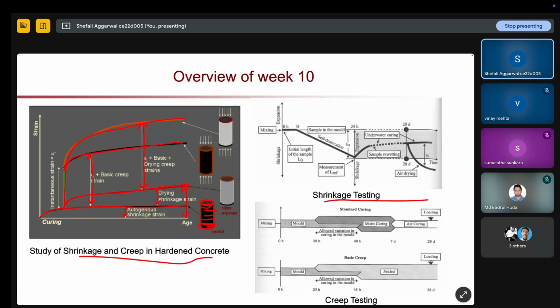You will mix it and this will be your initial length, and then what is happening? Self-desiccation will happen. There is a loss of water, that is autogenous shrinkage. And then when you are putting it in water after 24 hours, when you are curing it, there is a little bit of expansion in your system because of the addition of water, and the sample will get wet.